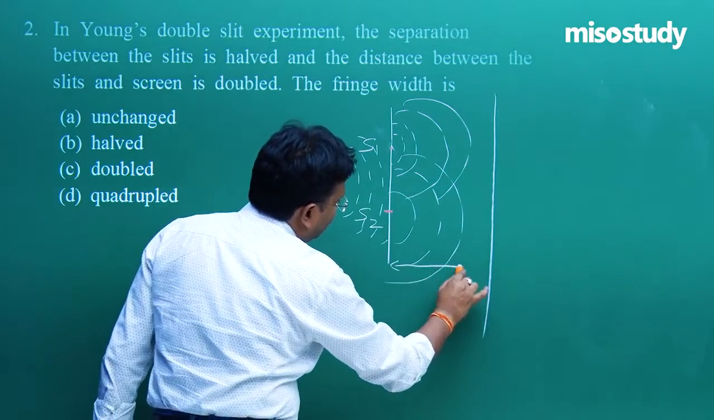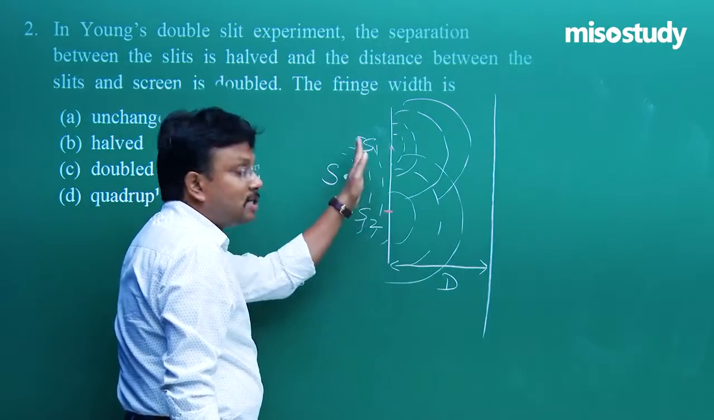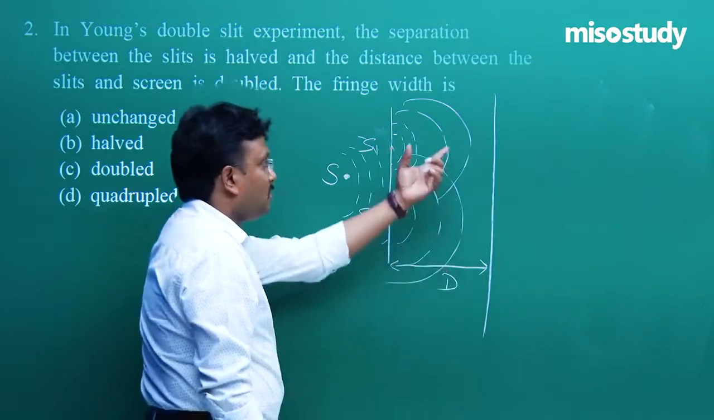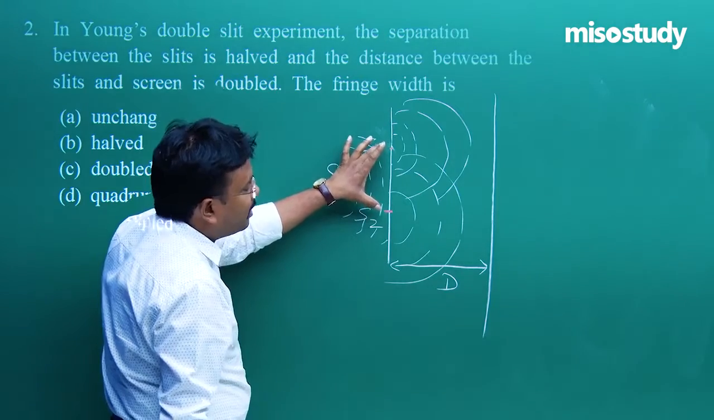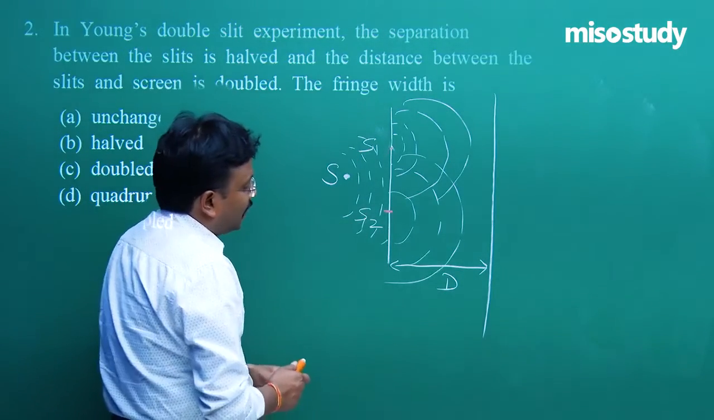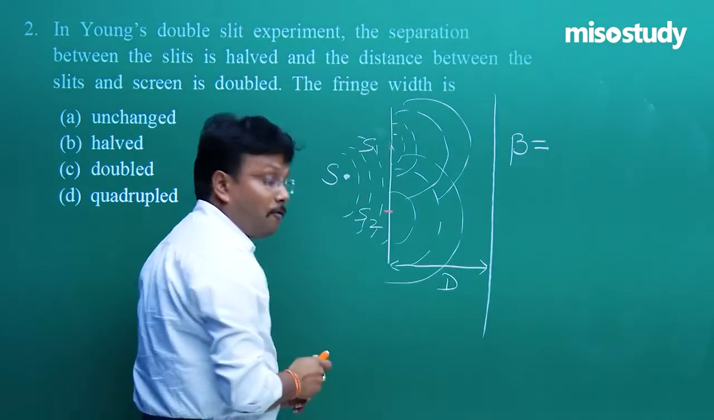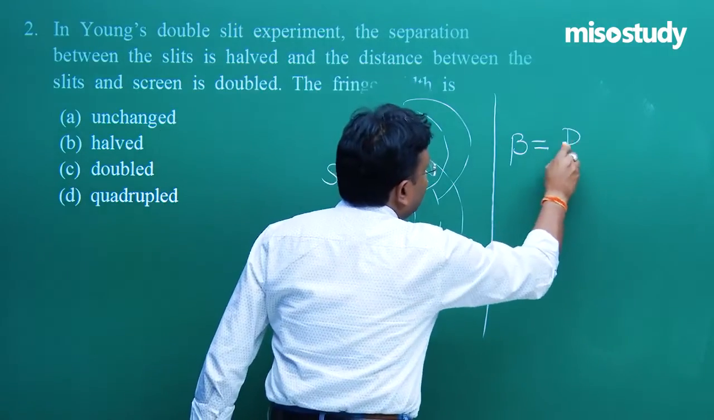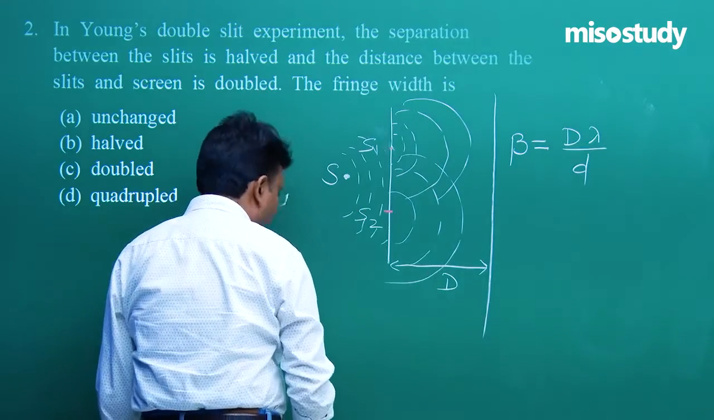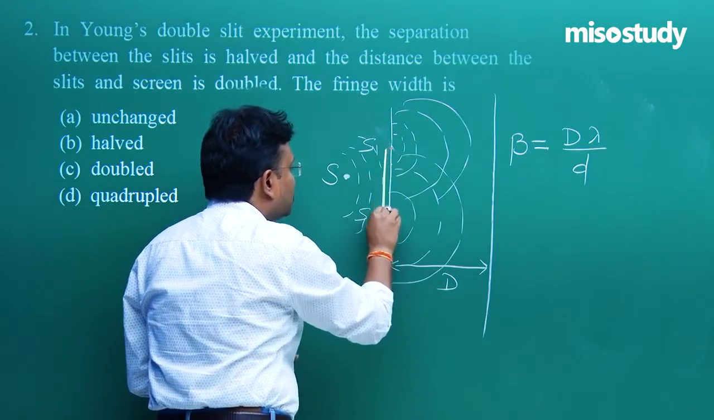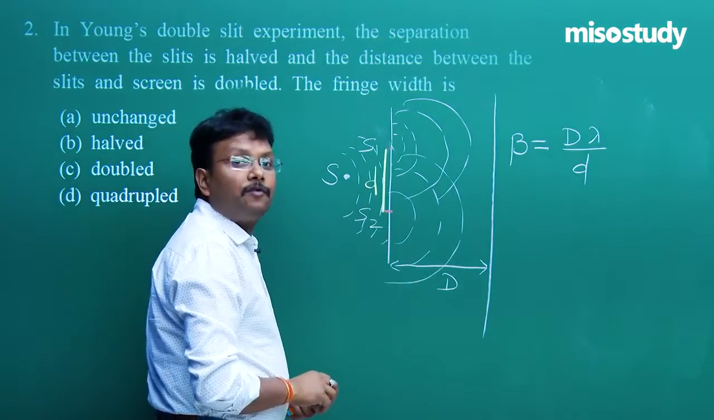So this distance is defined as capital D, that is the distance between S1, S2 and the screen. This is the screen. And here this gap is defined as the spacing between two slits. Then there is the wavelength of the light used. At that point of time, I explained a formula to you, that is D lambda over small d. What is small d? Small d is this much distance, and this is capital D, and lambda is the wavelength of the light used.